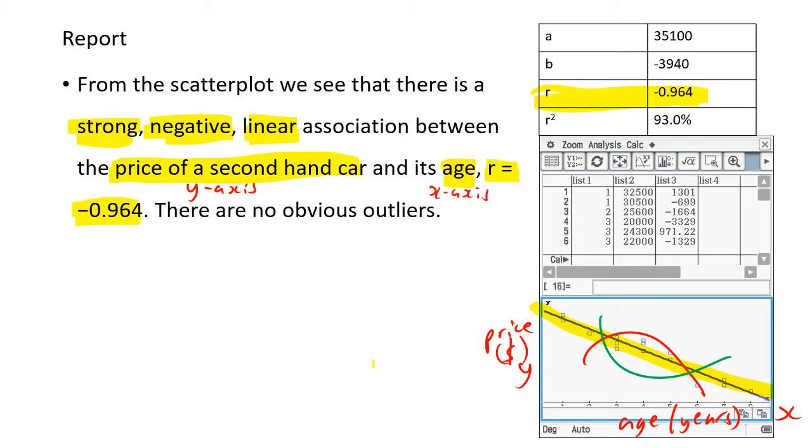And then there are no obvious outliers. Don't say that if there are obvious outliers. If there's a dot out here, then you're going to have to change your sentence to say there is an outlier at, well, I put an outlier somewhere in at 6 years. Okay, so just make sure you choose one of those sentences.